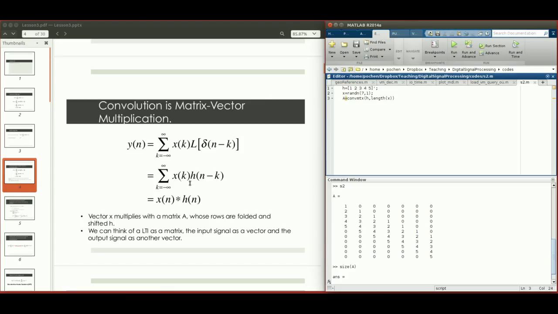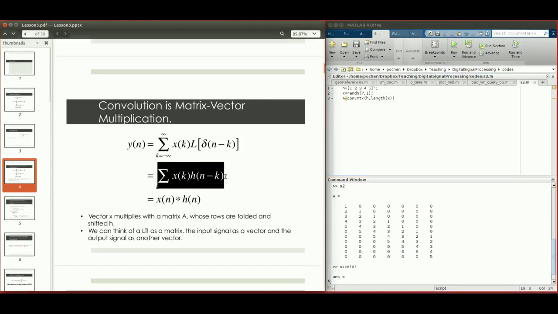And then if you go back to look at this particular summation, linear algebra matrix vector multiplication involves a summation, right? So what I claim is that the summation involved in this A multiply X is exactly the same as the summation here. It's a summation over K. And this H of n minus K is represented by this A matrix.